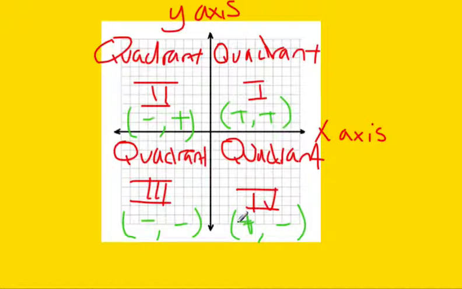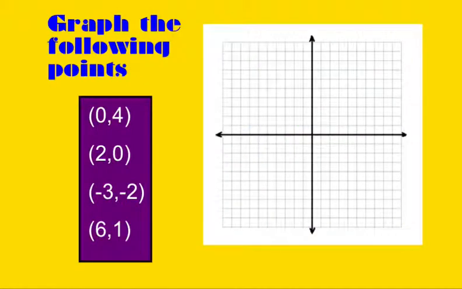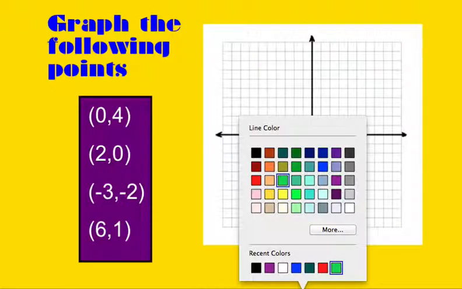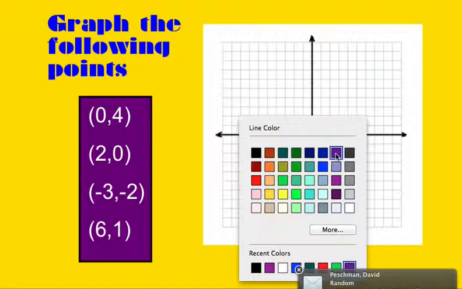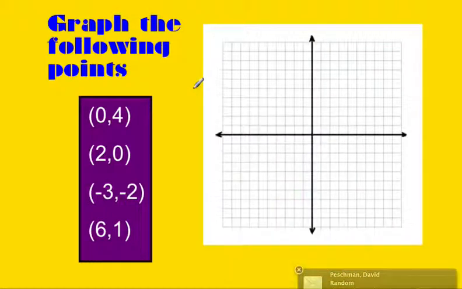And that's a way you can make sure you graph it correctly. So let's take a look at one of these. Let's just graph some points. That's all I really want to do right now. So first, let's graph the point 0, 4. Okay, so we're going to graph the point 0, 4.